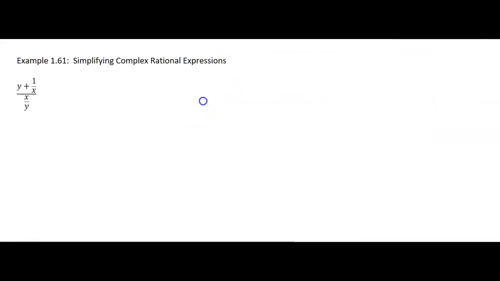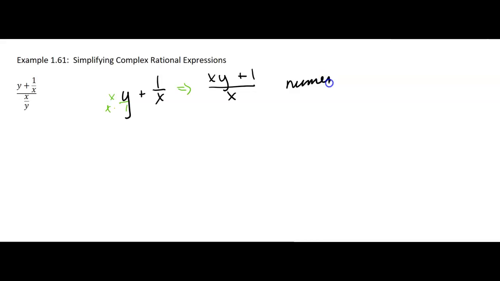Okay, so here's our example. We've got, I'm going to write a little bit bigger, y plus 1 over x. That's my numerator, and I want to combine those. Right now, I have 2 terms, and I want it to be 1 rational expression. So think of that y as being over 1, and then the LCD would be x. So you're going to multiply by x, and then you're going to get xy plus 1 over x. Now it's just 1 rational expression. Okay, so this is going to be my numerator. Hopefully that makes some sense.